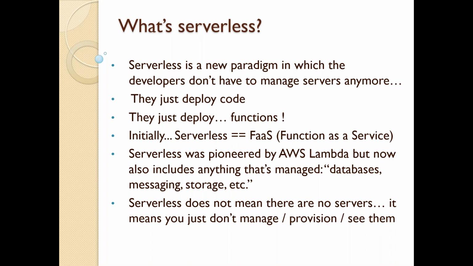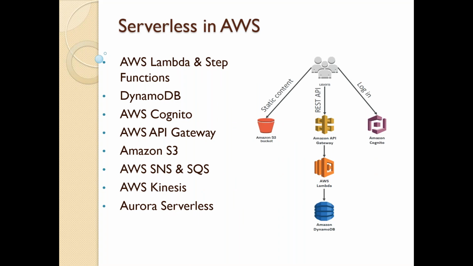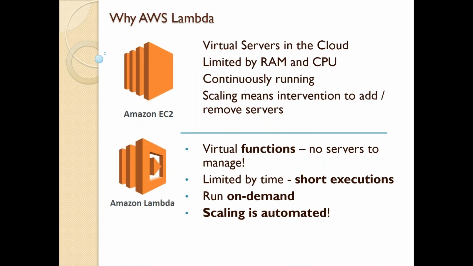Aurora, we saw about Aurora serverless and all those things, right? So serverless doesn't mean there are no servers, but you don't get to manage those things. Everything is managed by AWS for you. So some of the serverless services we have: AWS Lambda, Step Functions, DynamoDB, Cognito, API Gateway, S3, Kinesis, Aurora serverless. These are some of the serverless services in AWS.